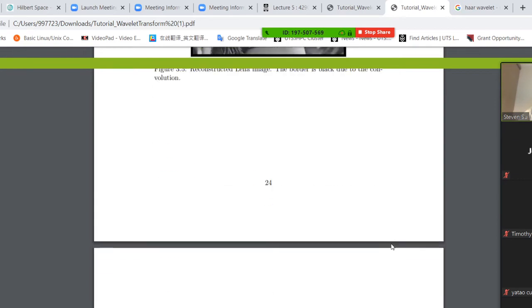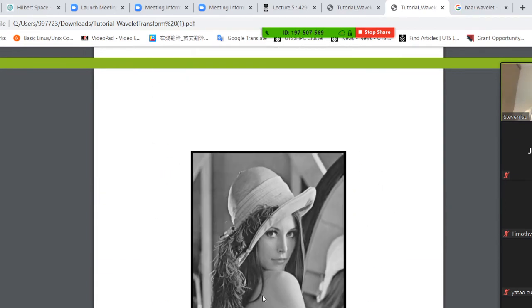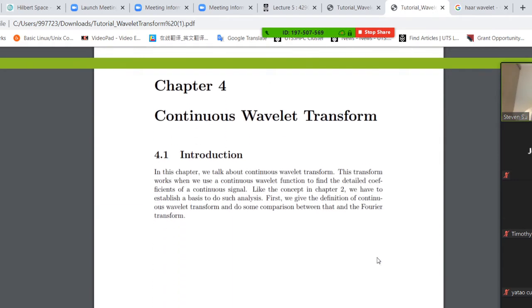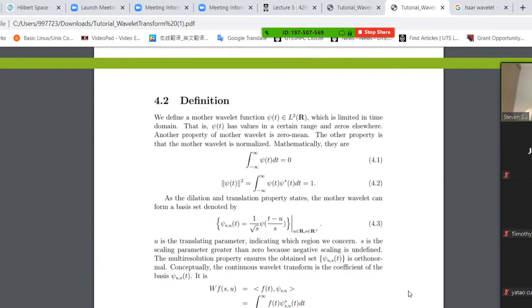So you can see the image does not look very different, but they use much less memory to store these things. They discuss both continuous wavelet. The continuous wavelet is something like this. I will discuss this very important concept for the wavelet here.